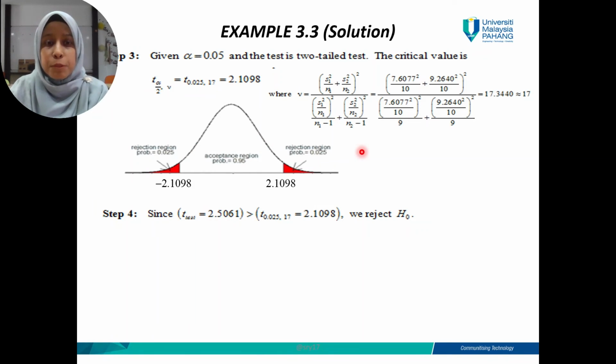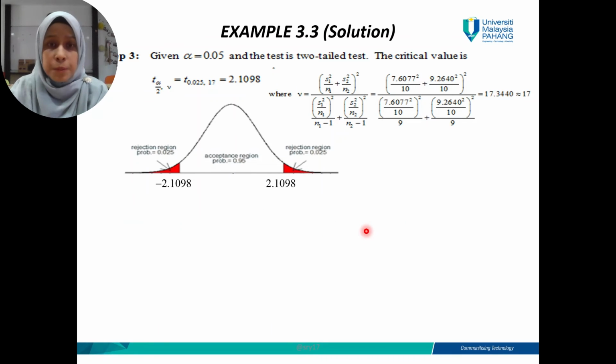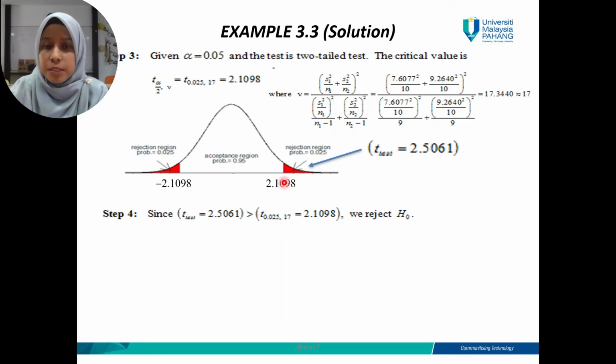And then step number 4, you need to decide what about the H null: to reject or not reject H null. So let's take a look. Why do we reject H null for this example? It's because the t-test, which is 2.5061, from your step 2, falls in the rejection region, am I right? The t-test is bigger than the positive critical value.